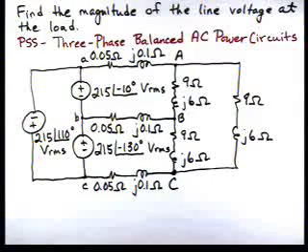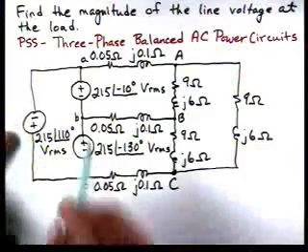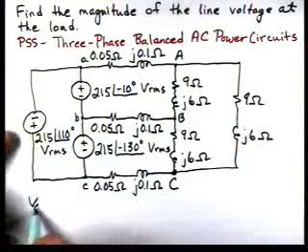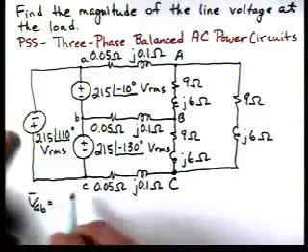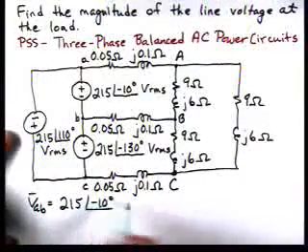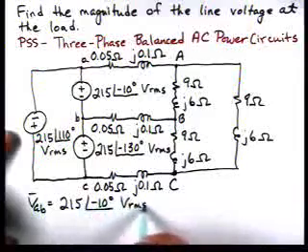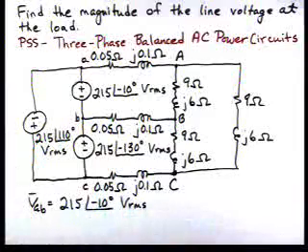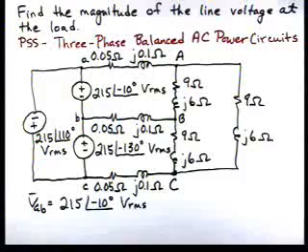So if we look at our circuit, for instance, VAB is 215 at an angle of minus 10 degrees volts RMS. And if we look, this is an ABC set of voltages. VBC is at an angle of minus 130, so that lags VAB by 120, and then VCA is 215 at an angle of 110. That leads VAB by 120.